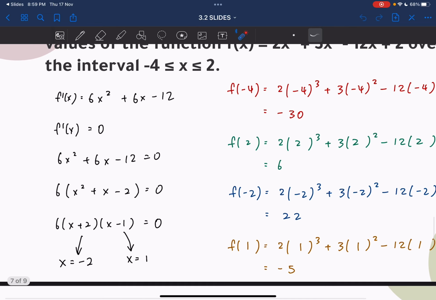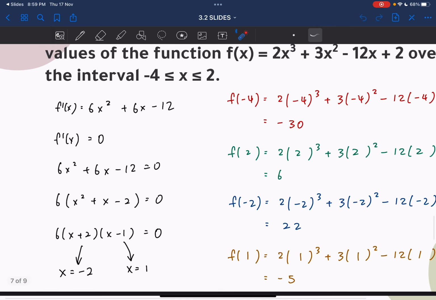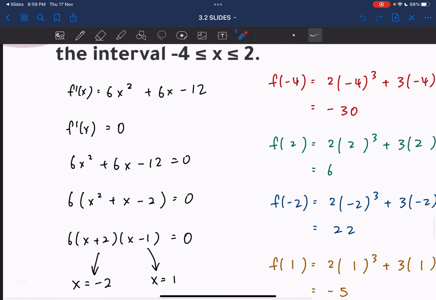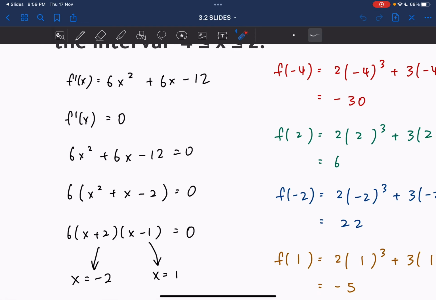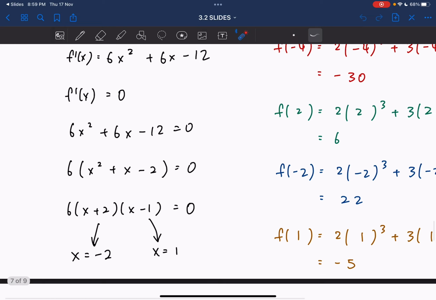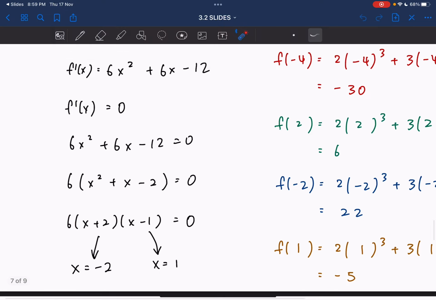I'm not going to go through how you do the derivative. I hope you already know. That's the prerequisite for this 3.2. And then you set the derivative equal to 0. First you factor the 6 out, so you're left with 6(x² + x − 2). And then you factor again, so you get (x + 2)(x − 1). And then you isolate x, so the x values you get are −2 and 1.